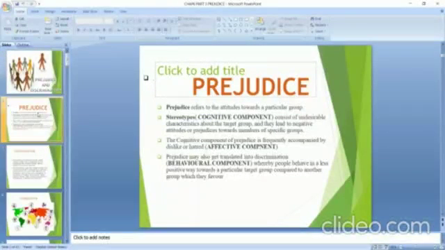Now, what is prejudice? Prejudice, as we know, refers to an attitude towards a particular group, and usually these kinds of attitudes are considered to be negative attitudes. All right, so they are based upon something which is called a stereotype.